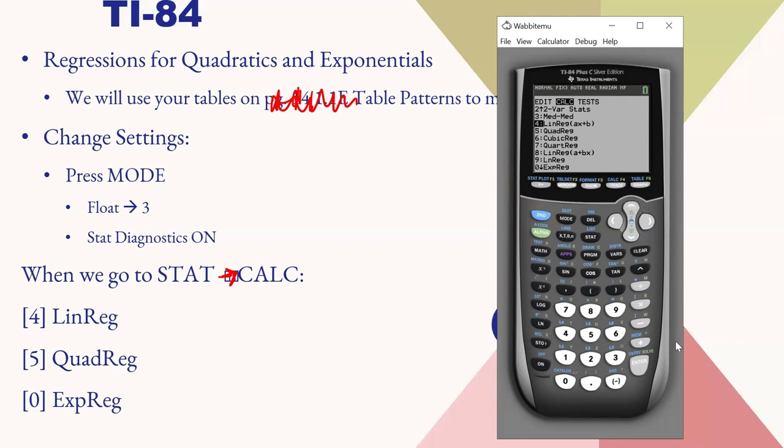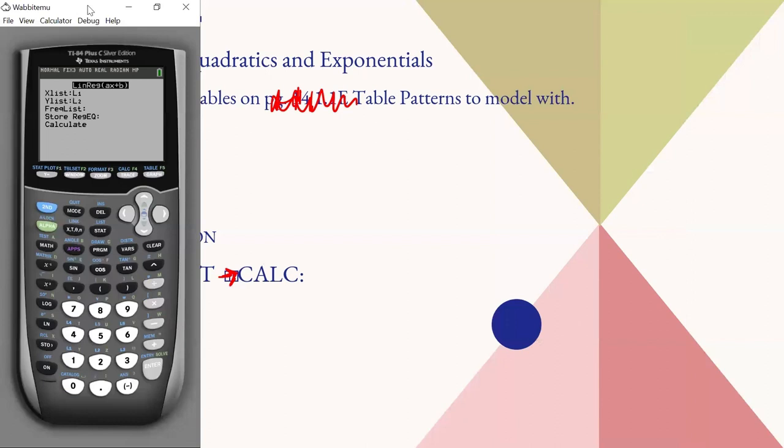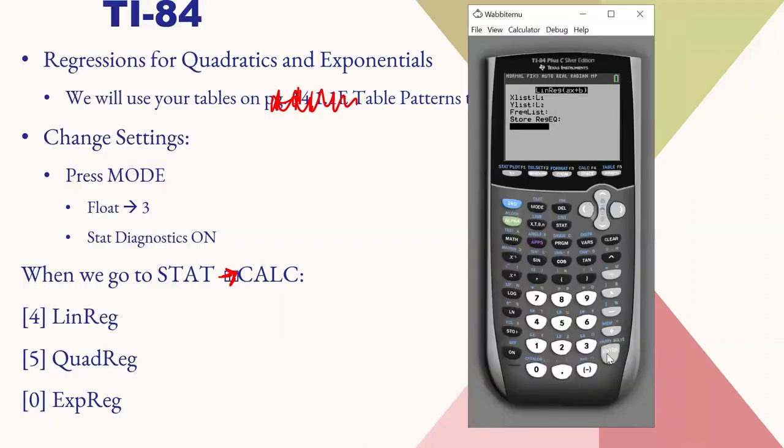So I'm going to start at 4. And then I'm going to go down to calculate. So it's going to calculate, and it's going to give me the values of my linear regression model. So we're going to write the equation. It says y equals ax plus b. Well, what is a? 15. And what is b? Negative 10. So there's my linear regression model.